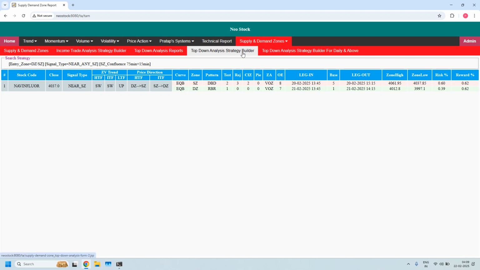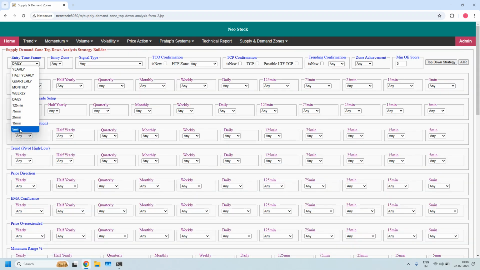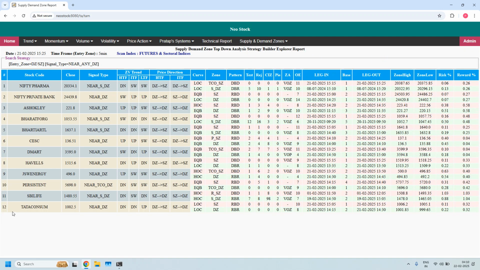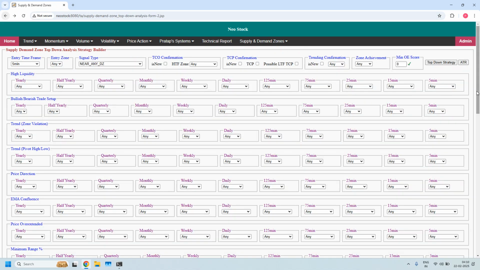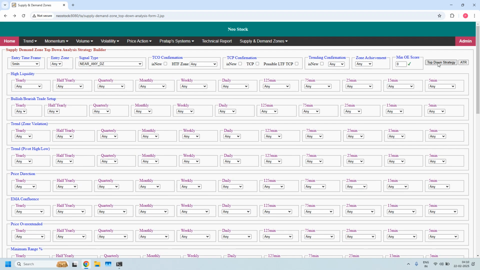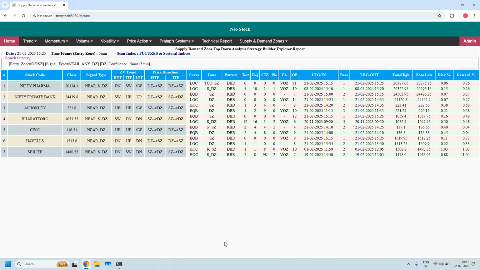Next time frame is 5 minutes. Stocks near 5 minutes demand zone. We got 12 stocks. Out of these 12, how many demand zones are having ITF zone confluence? That is 5 minutes and 15 minutes demand zone confluence. I am enabling the filter. Now 7 stocks are filtered.